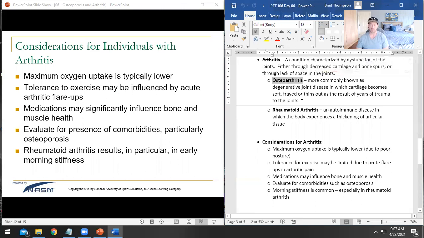Osteoarthritis, which is sort of the classic version that you tend to think of when you think of arthritis. We often refer to this as degenerative joint disease. And it's where the cartilage becomes either really soft or frayed, or it thins out due to years of trauma. So if you're working as a plumber or something, and you're spending your whole life on your knees, putting a lot of impact onto those knees, that can result in that cartilage getting worn down because you're grinding this soft tissue on this hard tissue. So that's osteoarthritis, right?